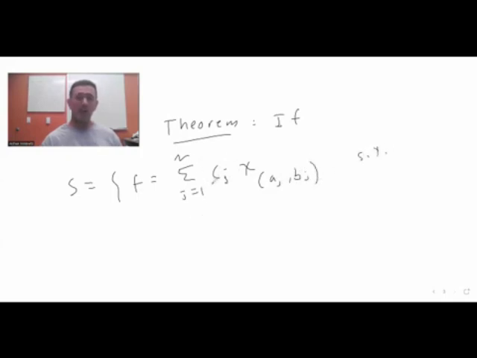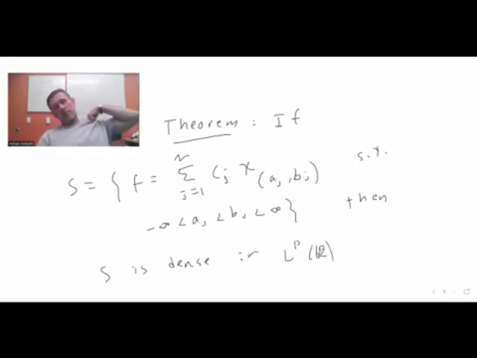So it's a finite linear combination of characteristic functions of open intervals, where each of these is a finite open interval. Obviously, this is a subset of LP. So the claim is that this is dense in LP.